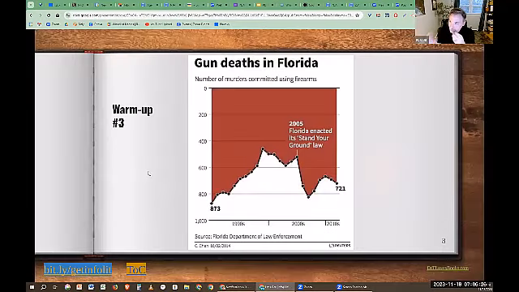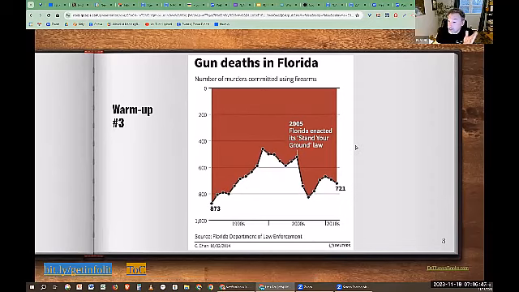One more. Here's a graph: gun deaths in Florida, number of murders committed using firearms. And then we can see that they've called out in 2005, Florida enacts its stand your ground law, right? So what does this seem to be telling us? Gun deaths in Florida, 2005, Florida enacts stand your ground law.